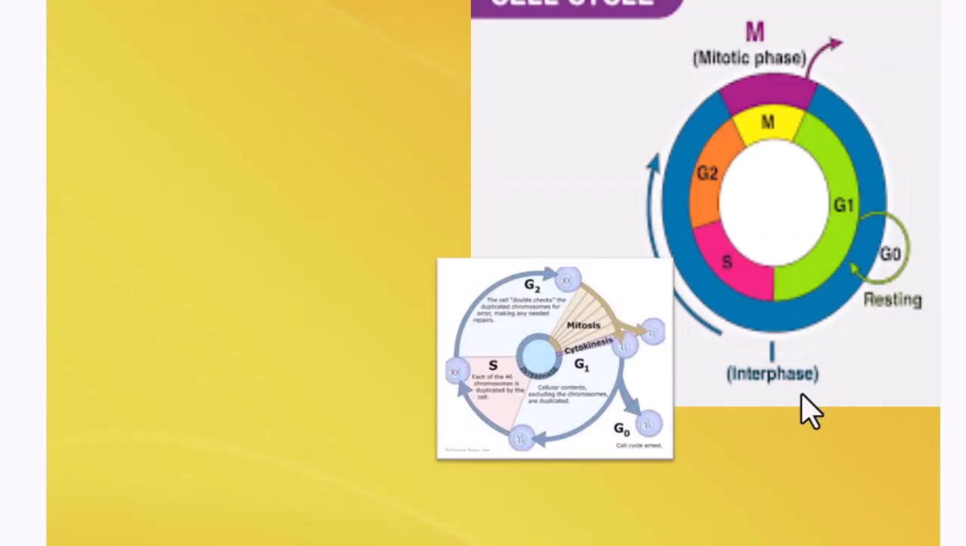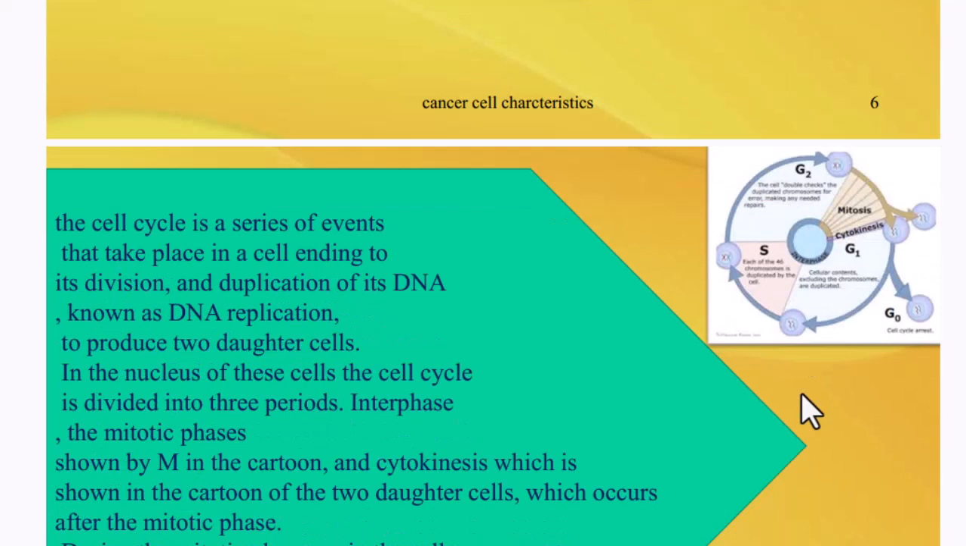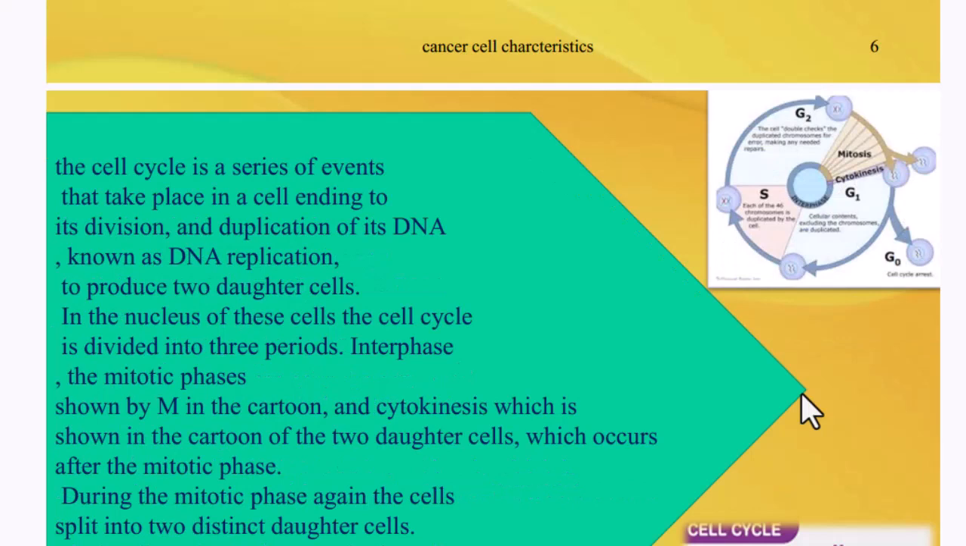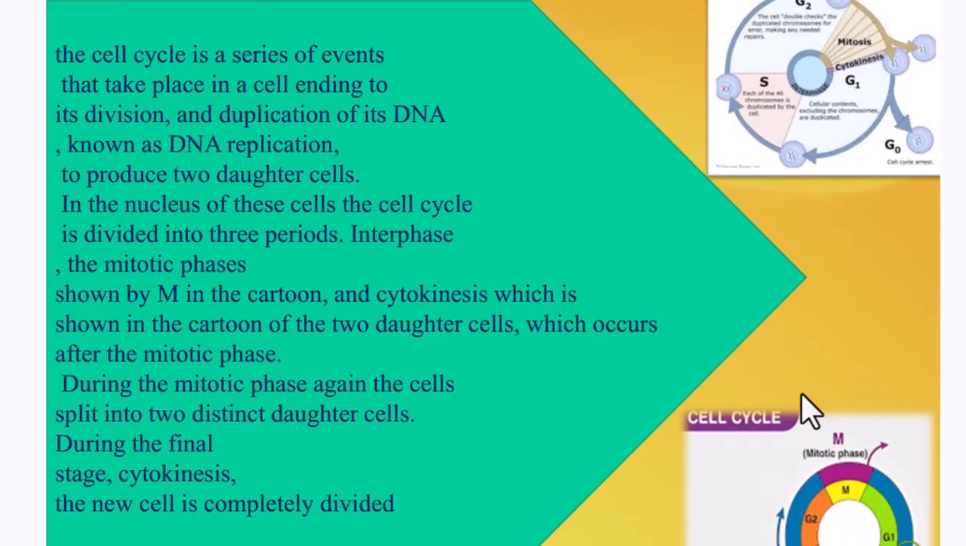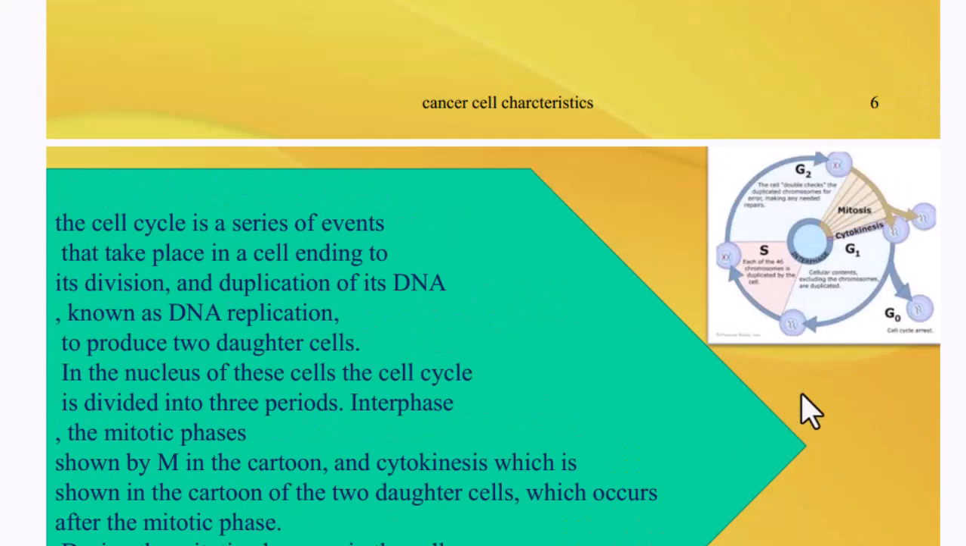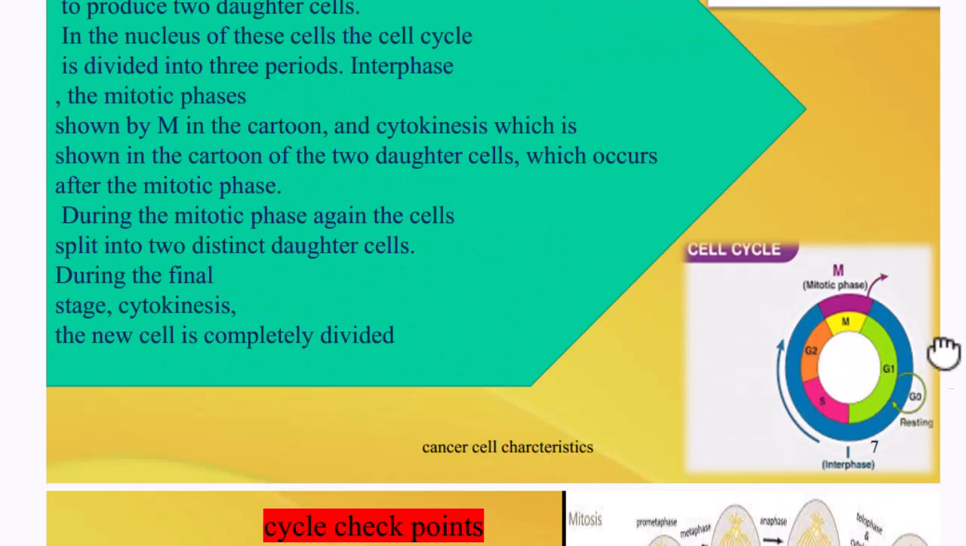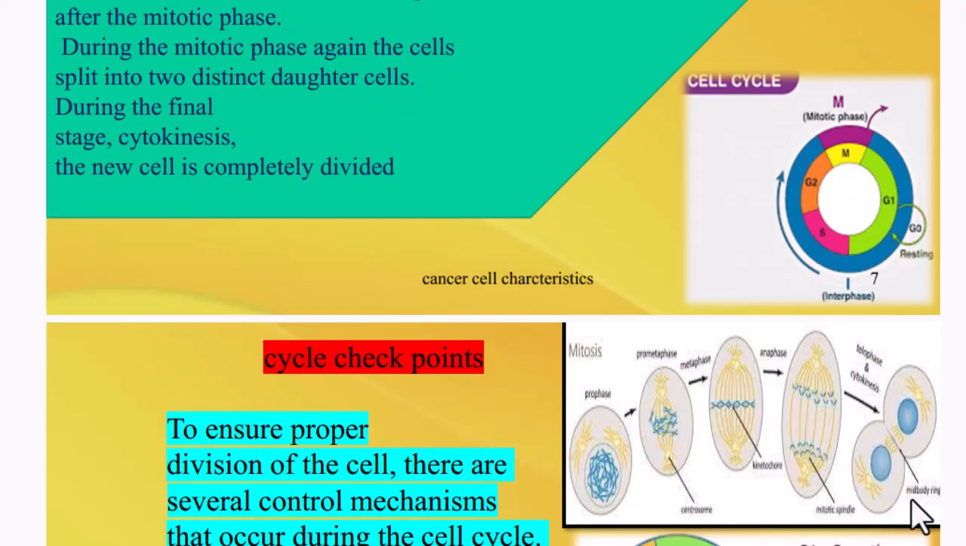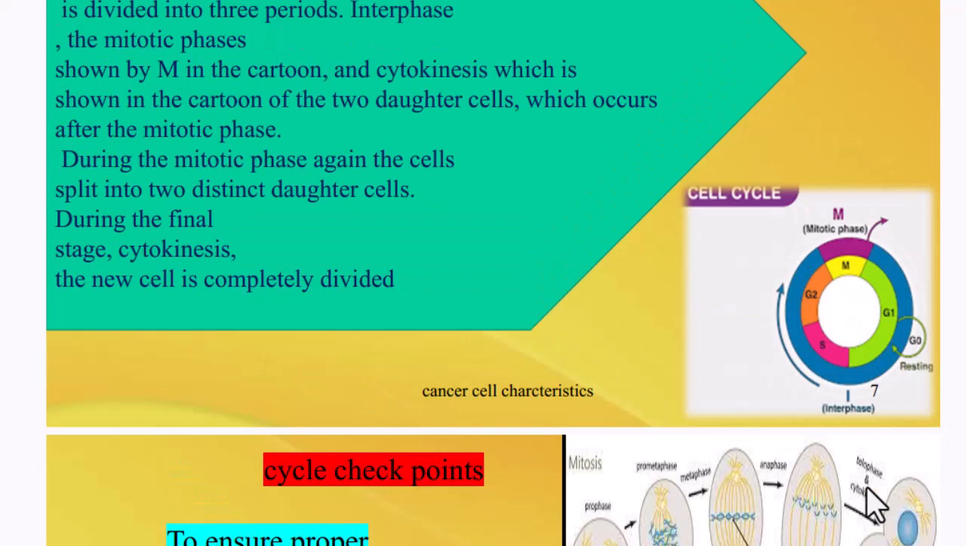The cell cycle is a series of events that take place in the cell, ending in its division and the duplication of its DNA, known as DNA replication, to produce two daughter cells. In the nucleus of the cell, the cell cycle is divided into three periods: interphase, the mitotic phase, shown by M here in the cartoon, and cytokinesis, which is shown as the two daughter cells, the end result.